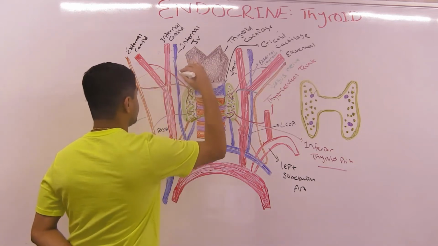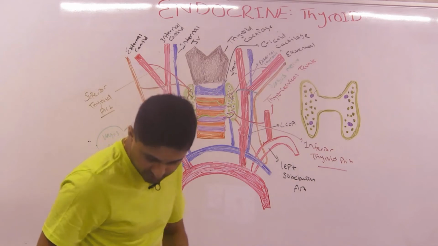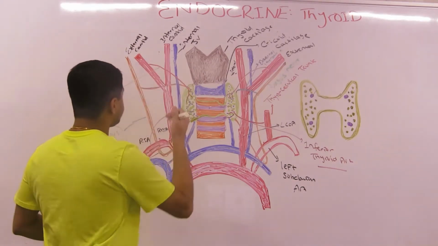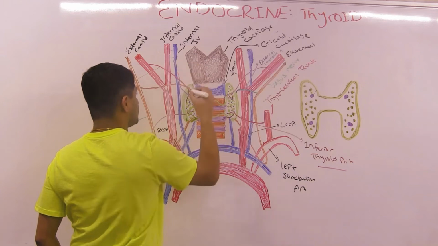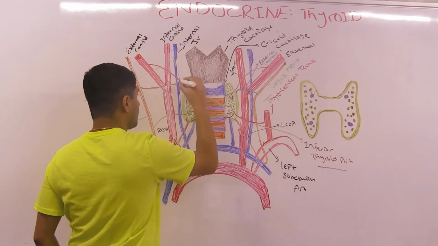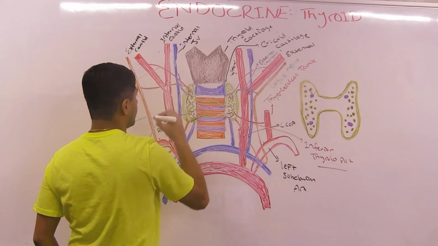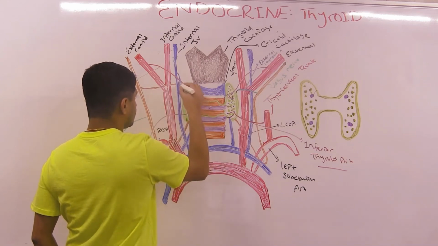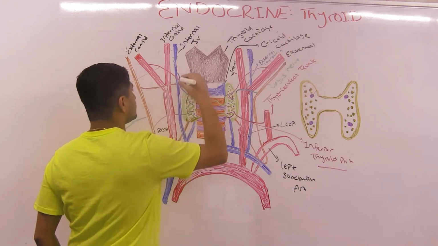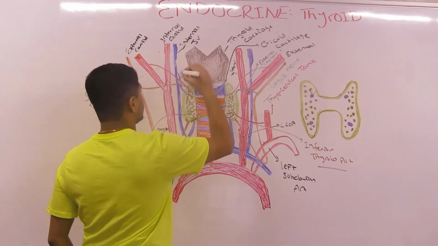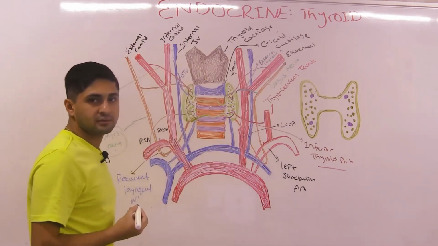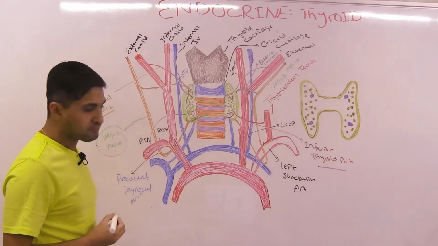The internal jugular vein gives a branch here. Let's draw it in blue. It goes superiorly, down here. This branch is bringing the deoxygenated blood. This is called your superior thyroid vein. So we can say superior thyroid vein.